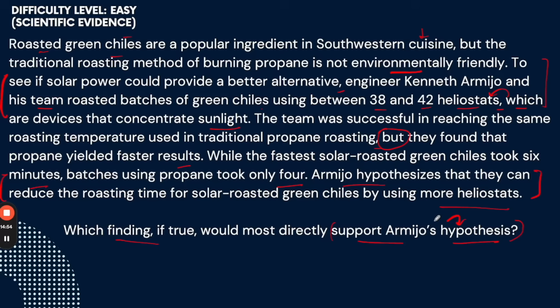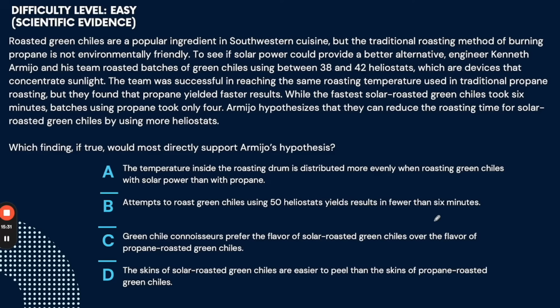Now, what is the hypothesis saying? It's basically saying that if you use more heliostats, you will be able to reduce the roasting time for solar roasted green chiles, right? So in order to reduce the roasting time in the solar power usage, you'll have to use more heliostats. There's a possibility of this. Correct? And we have to support this. So any correct option that says that there was a reduction in time because of the increase in the number of heliostats used is going to be our correct option. Let us go ahead and try to eliminate our options now.